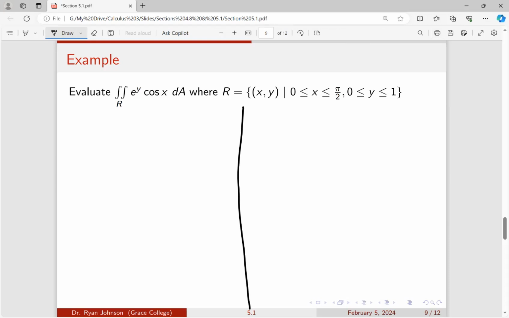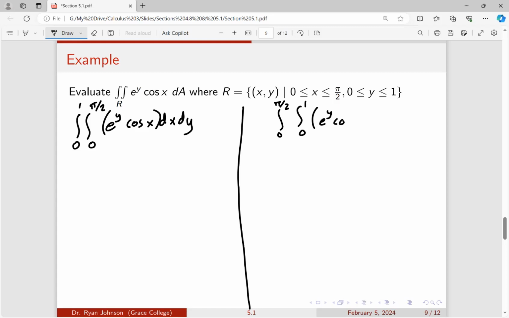So I'm going to set up a double integral. On the left, I'll do y on the outside, x on the inside. So y on the outside is 0 to 1, x is from 0 to pi over 2, and then we've got e to the y cosine x dx dy. And here, let's integrate 0 to pi over 2 on the outside, 0 to 1 on the inside, e to the y times cosine x dy dx.